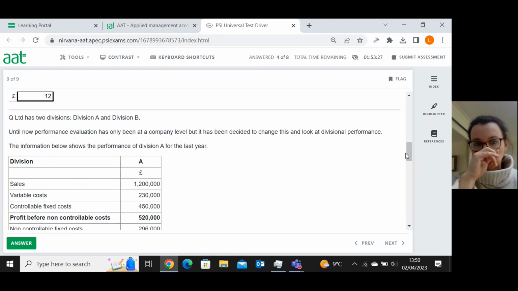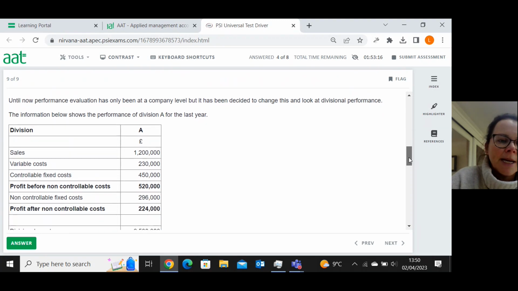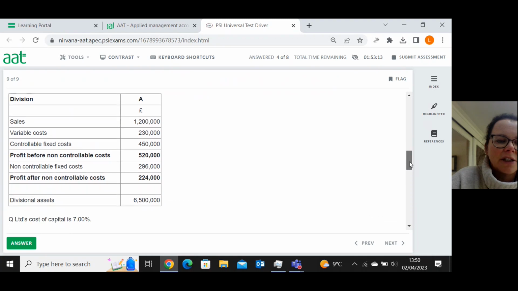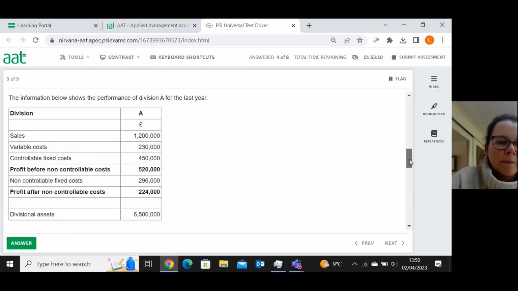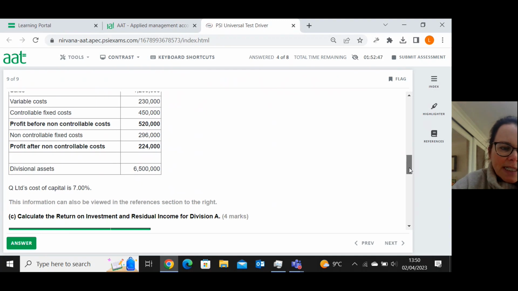Q Limited has two divisions, A and B. Until now, performance evaluation has only been at company level, but it has been decided to change this and look at divisional performance. The information below shows the performance of Division A for the last year. So we've got sales minus variable costs minus controllable fixed costs is a profit of 520,000. We've then got non-controllable fixed costs to give a final profit, and we've got divisional assets of 6.5 million. Cost of capital is 7%.